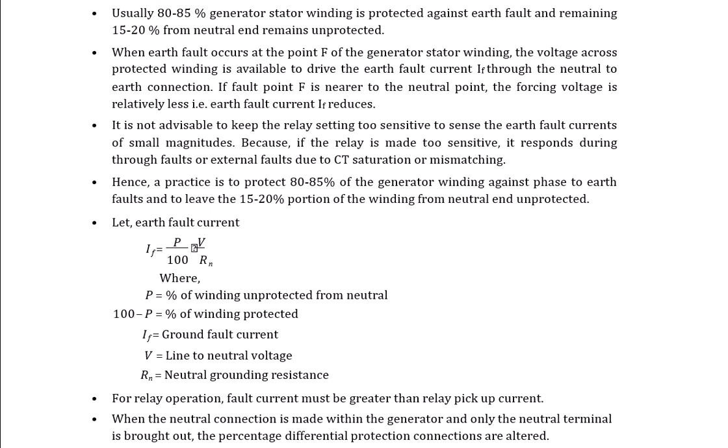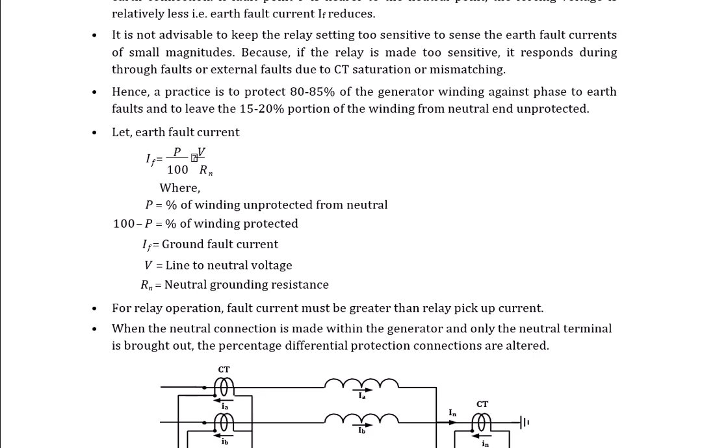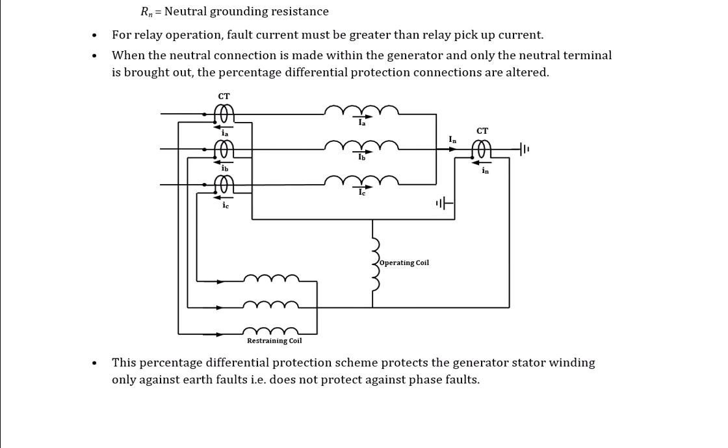When the neutral connection is made within the generator and only the neutral terminal is brought out, the percentage differential protection connections are altered. So this is how we apply the protection to the generator against earth faults.